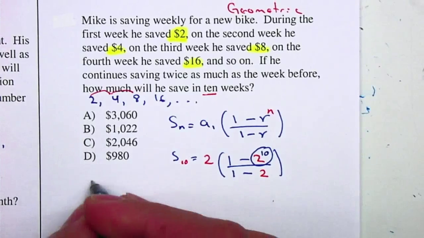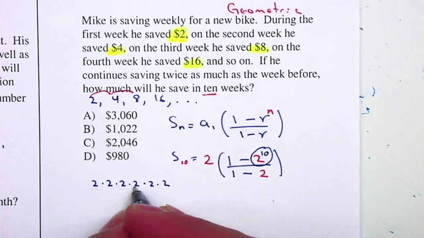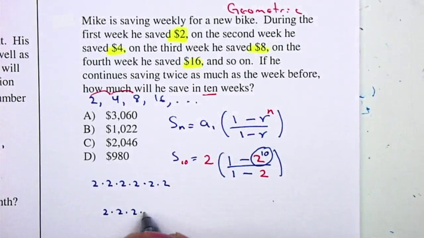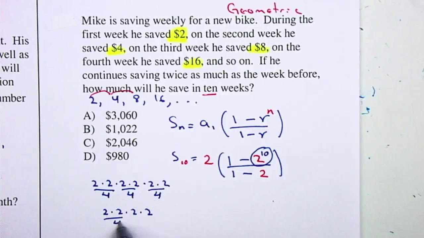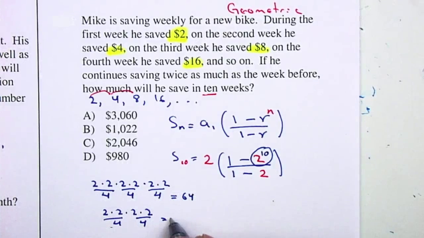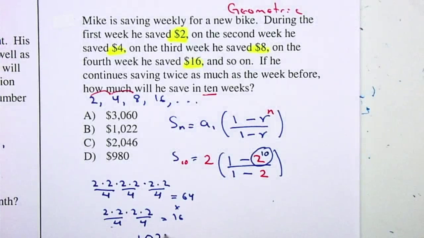So it'll be 2 times 2 times 2 times 2 times 2 times 2, counting 1, 2, 3, 4, 5, 6, 7, 8, 9, 10. That is 4, that is 4, that is 4, that is 4. That is 16 times 4 is 64. 4 times 4 is 16. And I'm going to multiply them out. And once you multiply 64 times 16, that will give you 1024.